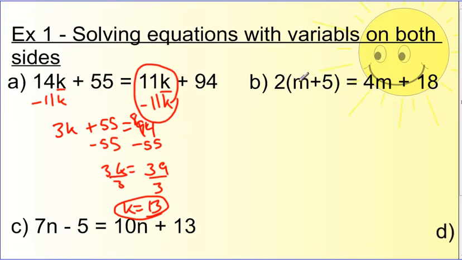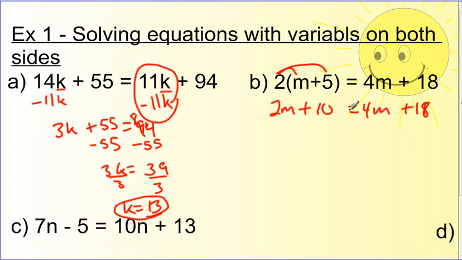I do have parentheses. So the first thing I have to do is distribute them. 2m plus 10 equals 4m plus 18. Okay, combine like terms. I do not have anything to combine on either side. So step 2 is done.